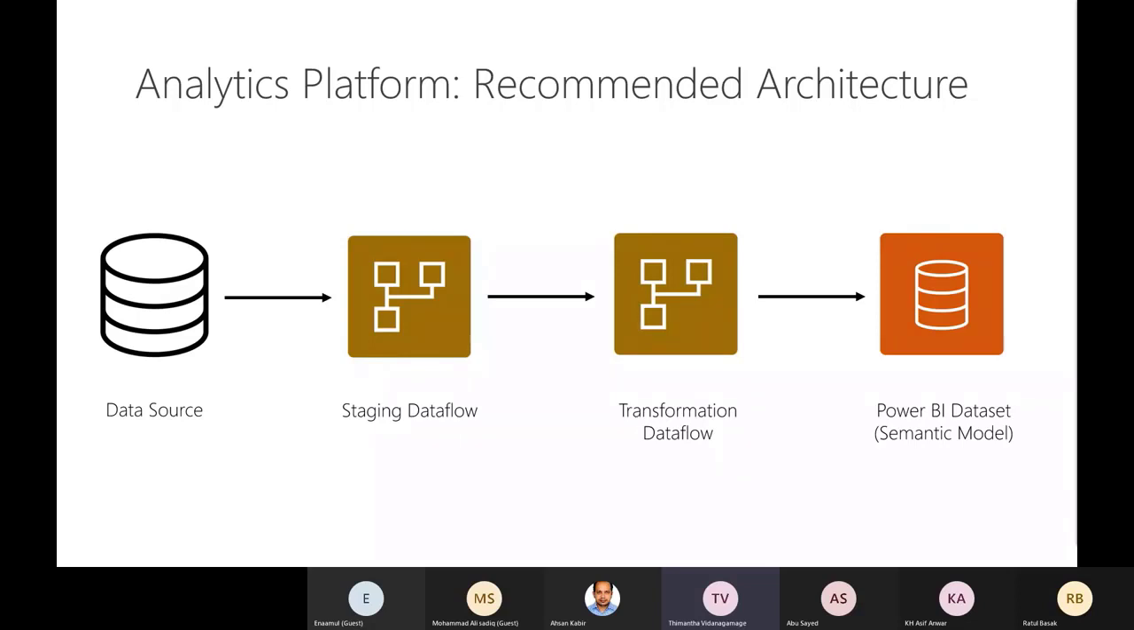These output tables from the staging data flow will be used as the input source for the transformation data flow. What the transformation data flow does is it transforms the data, as I told you previously, into an optimized form for analytical purposes. That's what transformation data flows do. And the output of those transformation data flows are basically facts and dimensions, which I mentioned previously. Basically, with this process, you have built a data warehouse.